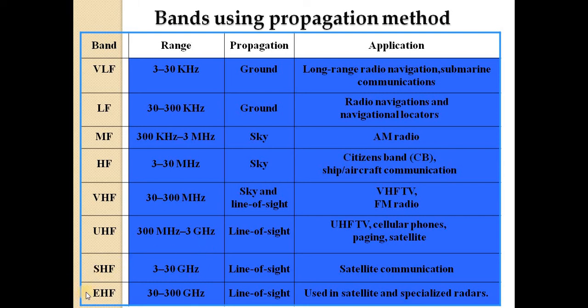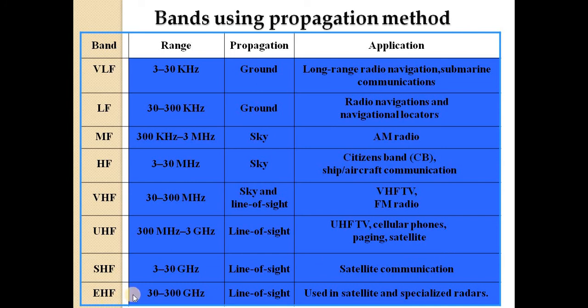Next is super high frequency waves, and it ranges from 3 gigahertz to 30 gigahertz, and these waves are transmitted as either line of sight propagation or into space propagation. They are also used for terrestrial and satellite microwave and radar communication. It is used in satellite communications.